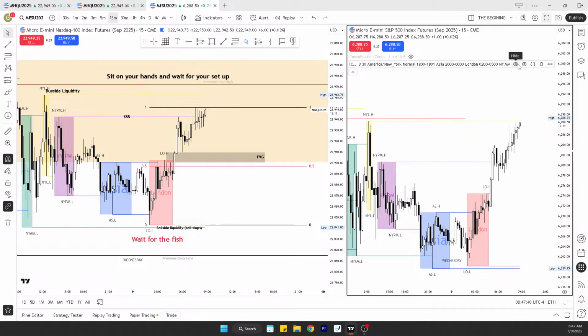So if you see micro and mini take out a liquidity and Nasdaq didn't, then Nasdaq gonna have running lows, and you want to get in that. If the Nasdaq swept out liquidity and the S&P didn't, then the S&P gonna have running lows. Vice versa. You know what I'm saying?